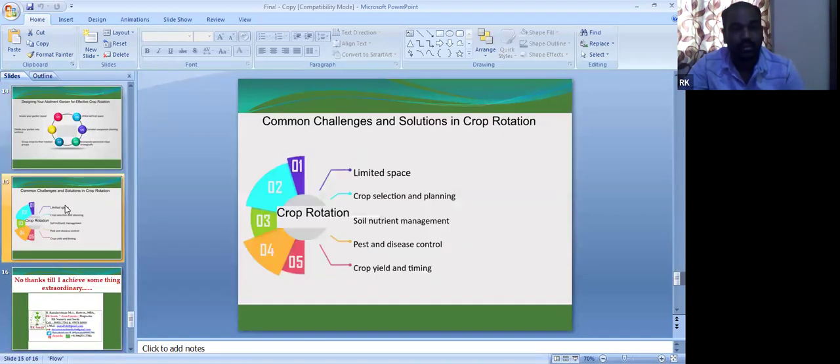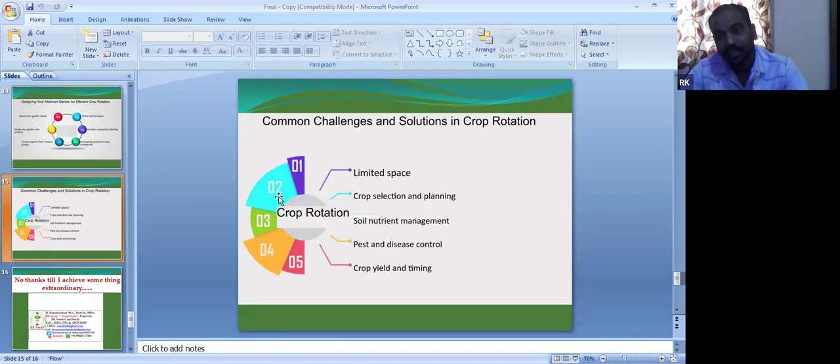Then the last slide: common challenges and solutions in crop rotation. I have limited space, but I still do crop rotation. Crop selection and planning is very essential. Suppose I select a minimum of 3 or 4 crops. Today I planted potato, tomato and brinjal. For example, tomato today is 5 rupees per kg, potato is 45 rupees, and brinjal is 90 rupees. On average we get a good income, good revenue. But only tomato is 5 rupees today, so we lost on that.